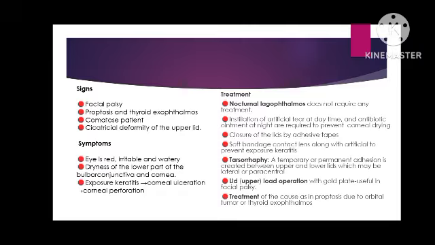Coma patients and psychiatric deformations of the upper eyelid. Symptoms are the eye is red, irritable and watery, with dryness of the lower part of the bulbar conjunctiva and cornea. Exposure keratitis, corneal ulceration, and corneal perforation are the complications.